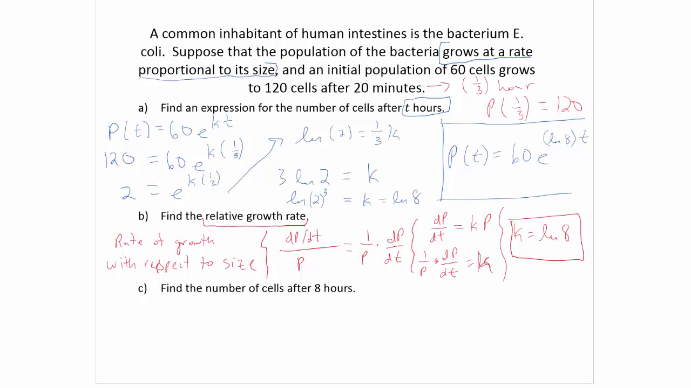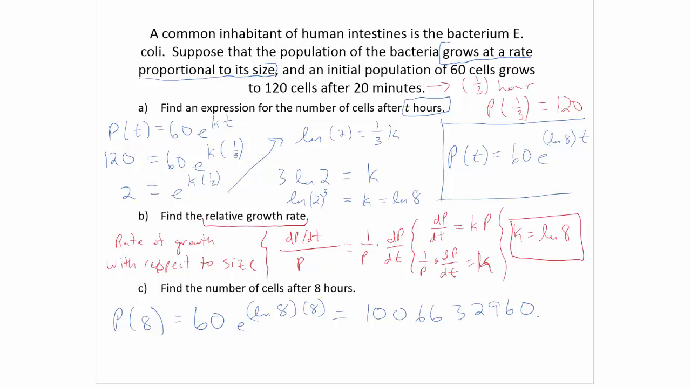Find the number of cells after 8 hours. All right, this is a simple substitution into our function. And so then we would have p of 8 is equal to 60 e to the natural log of 8 times 8. And this is definitely a calculator exercise. And I calculated this as a fairly large number. So let's see, this is 1,006,632,960. So this is a fairly large number. Maybe scientific notation might be appropriate here when talking about this sort of number.